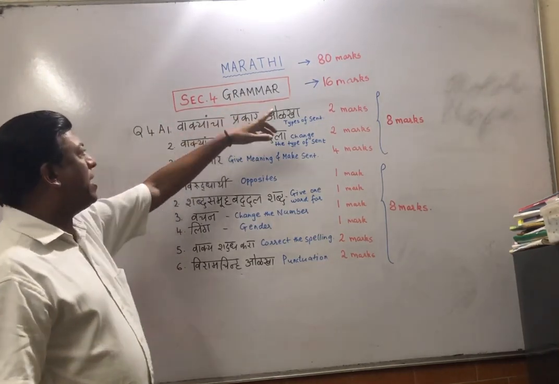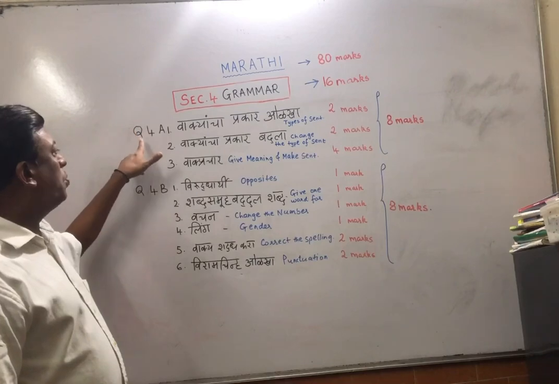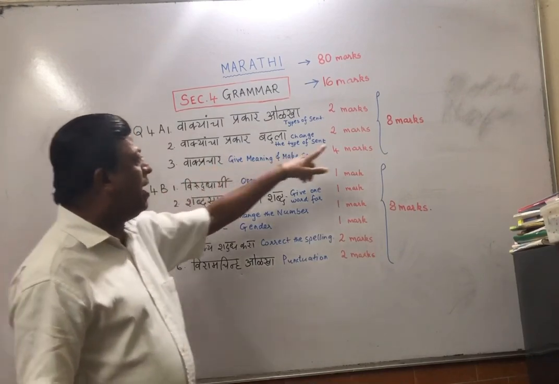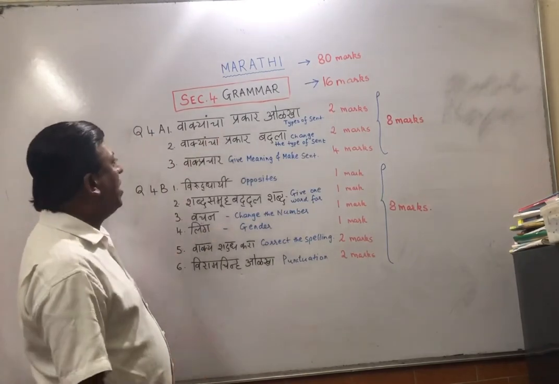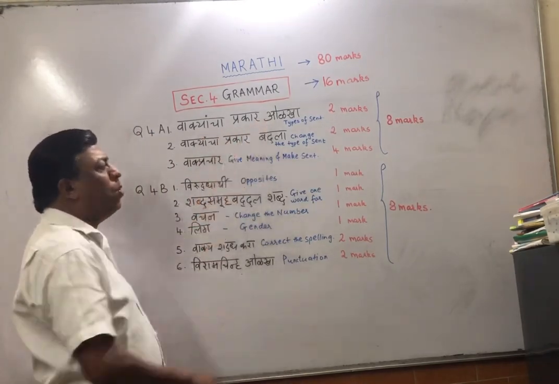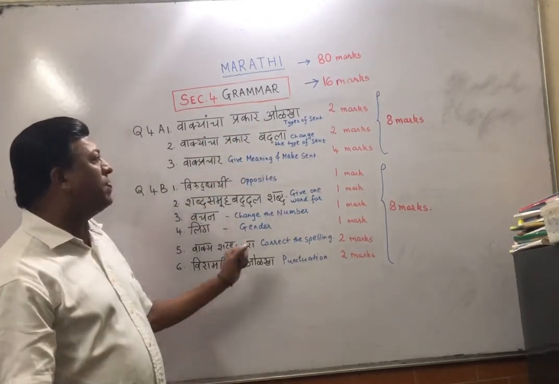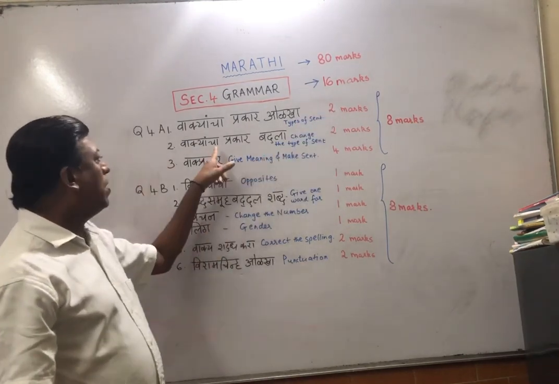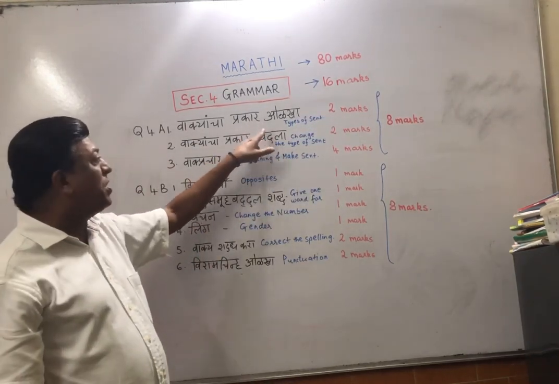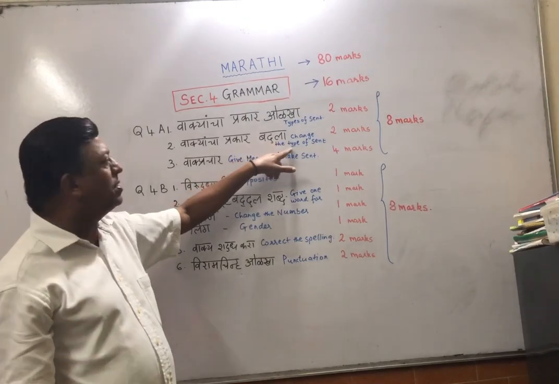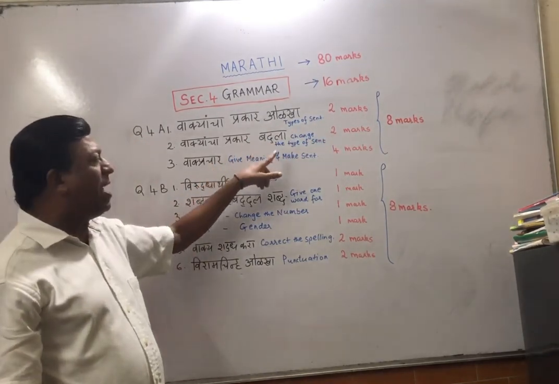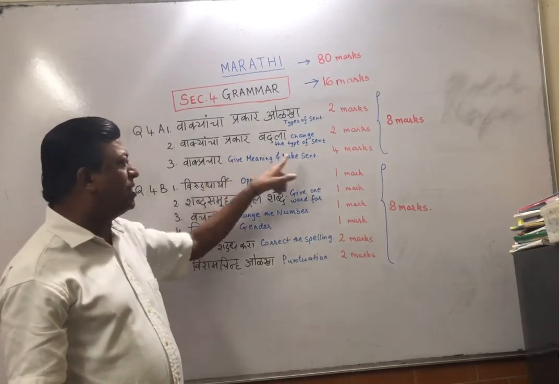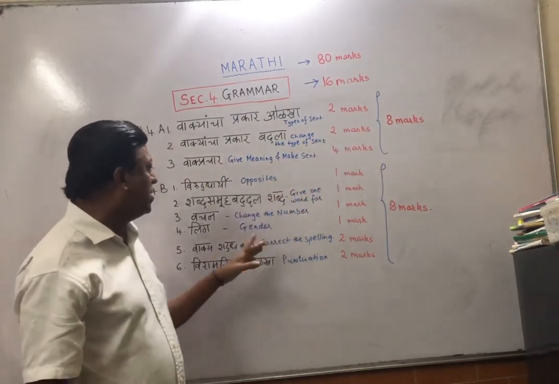So 16 marks, your grammar is divided into 2 parts, 4A and 4B. 8 marks and 8 marks, 16. Now 4A consists of Vakyancha Prakar Orkha, identify the type of sentences, 2 marks. Vakyancha Prakar Badla, change the type of sentences, 2 marks. Vak Prachar, give meaning and make a sentence of the given phrase, 4 marks. So 4 and 4, 8.